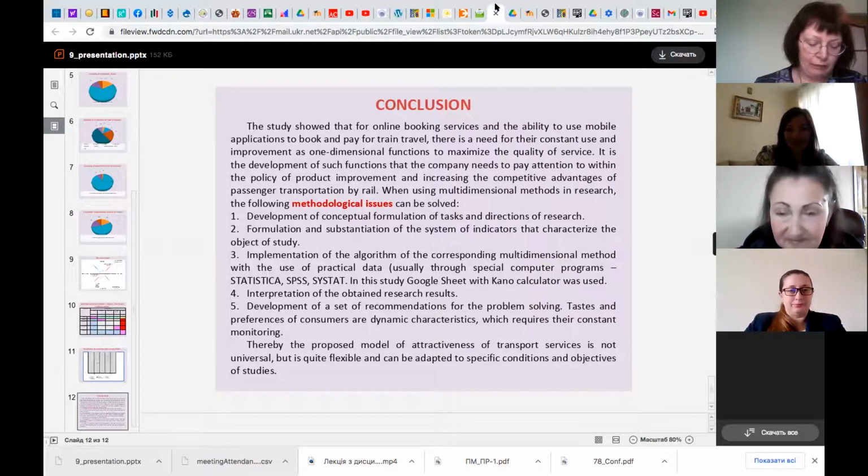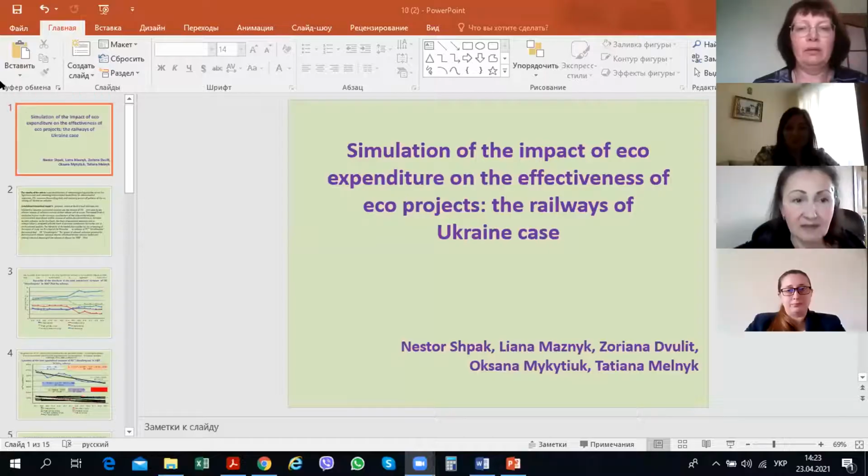Simulation of the impact of eco expenditure on the effectiveness of eco projects, the railways of Ukraine case. Maybe we can try to discuss all of these presentations together after them.